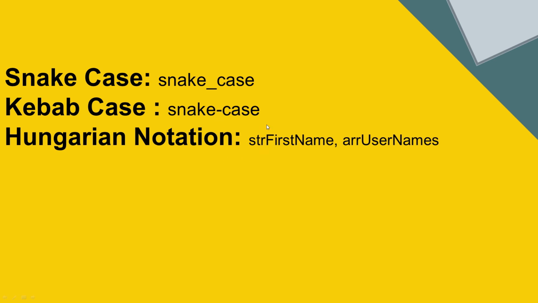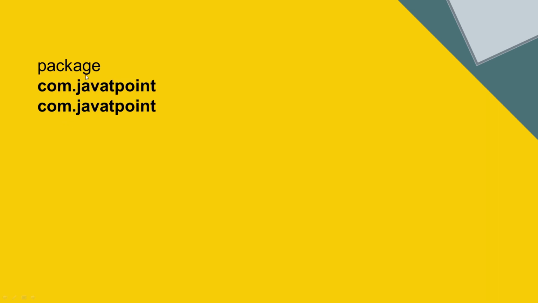In Hungarian notation, the first word is a notation of what kind of value this variable is going to contain. Like here, string firstName, this variable is going to contain a string value. Here this is a notation of data type. It can be a notation of other things as well. In Java, when we are using multiple words in packages, they are separated with a dot.